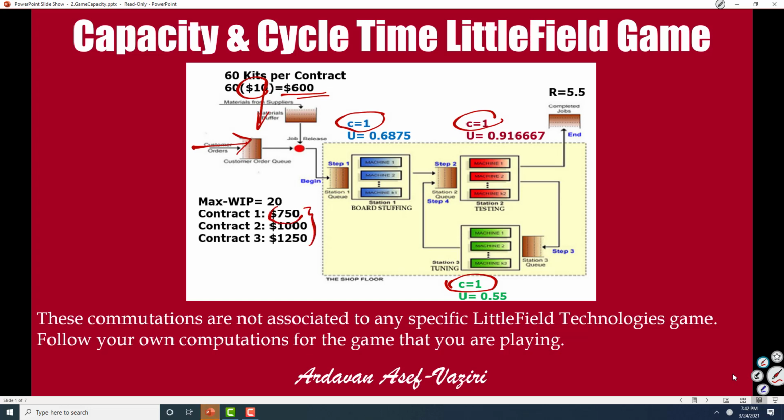We can be on 3 contracts. On the first one, we get $750, on the second one $1,000, and on the third one $1,250. These 3 contracts are time dependent. The shorter the time that we have, the larger the amount that we get. And we also have utilization in these 3 stations.